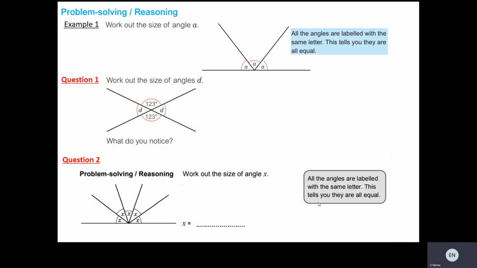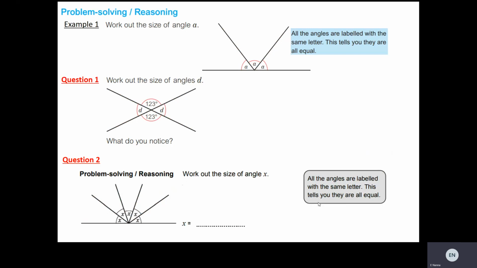Now, let's try out this problem solving or reasoning. I think these questions are very good for you, because when you see questions like this, these are the questions that sometimes challenge you in your exam. So that's why I've brought these questions out. So look at the first one. This one is similar to what we've done before.